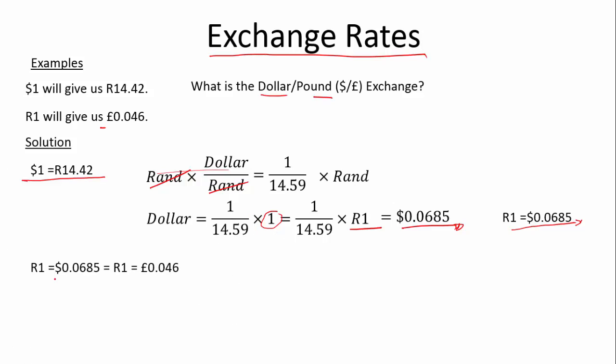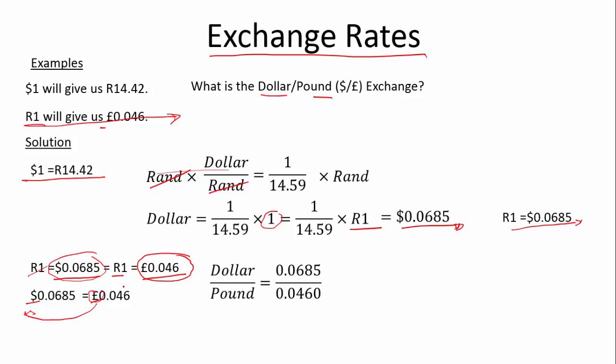Okay, so 1 rand is equal to $0.0685, and we know that 1 rand is equal to 0.046 pounds. We have that over here, right? So we can just get rid of the rands and say that $0.0685 is equal to 0.046 pounds. So the dollar over the pound is equal to 0.0685 over 0.046. Now this is getting awfully complicated.